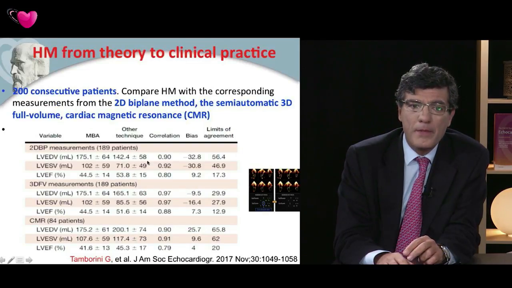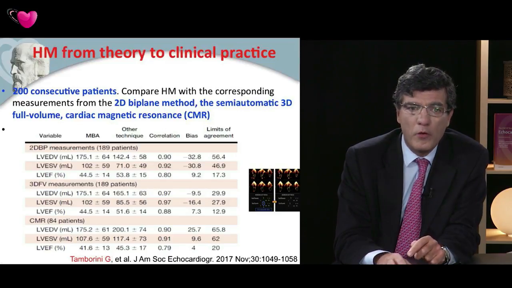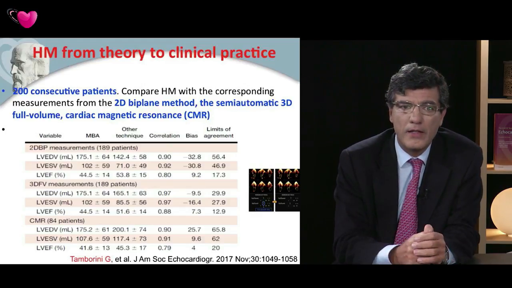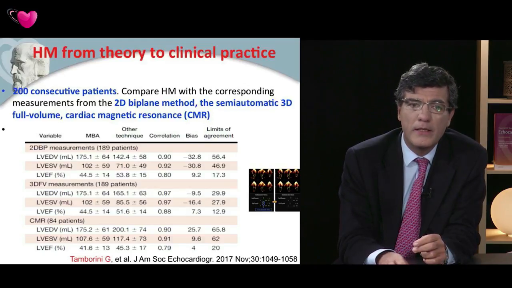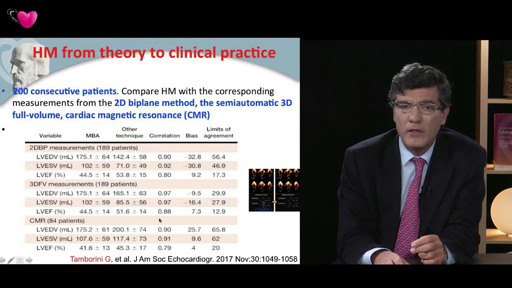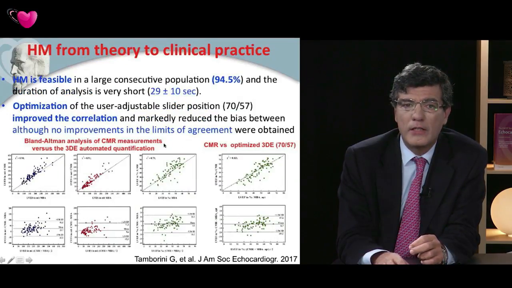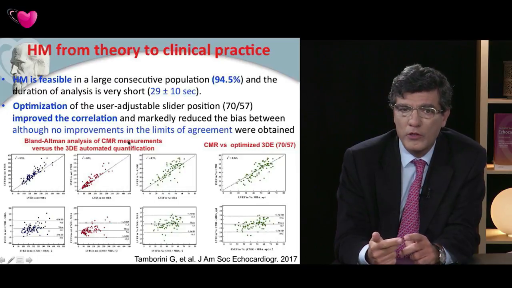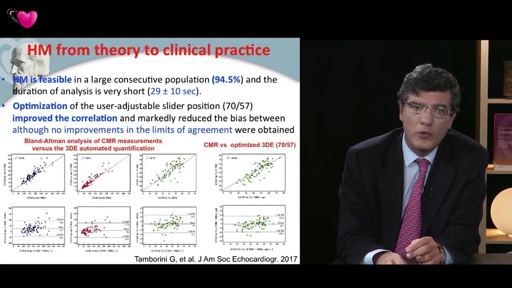Well, this is the recently published paper by the group of Tamborini, 200 consecutive patients, in fact, and they were just analyzing the correlation with the 2D biplane, the semi-automatic 3D full volume, and the cardiac magnetic resonance. And you can see that the correlation is quite nice in all the groups, excellent in the 3D group, as you can see here, but I think that the study from Tamborini clearly showed that it is feasible, easy to use, accurate, and in fact, the correlations with the 3D echo are almost perfect.